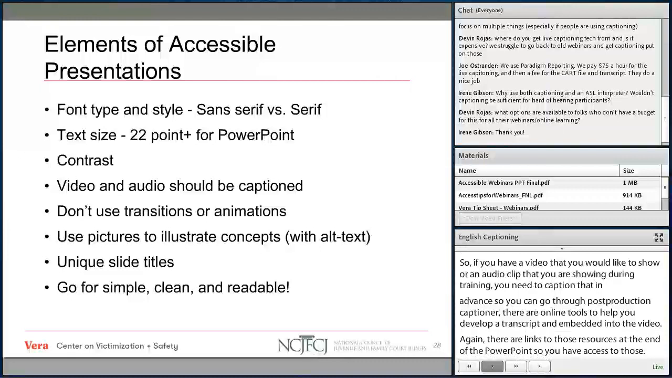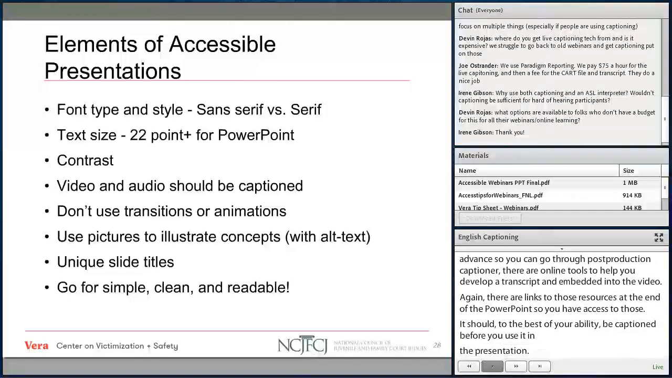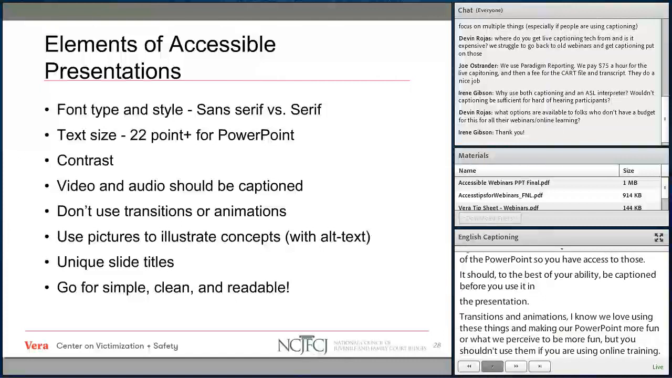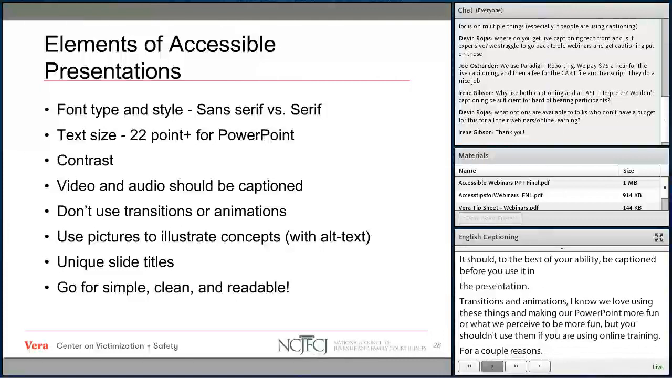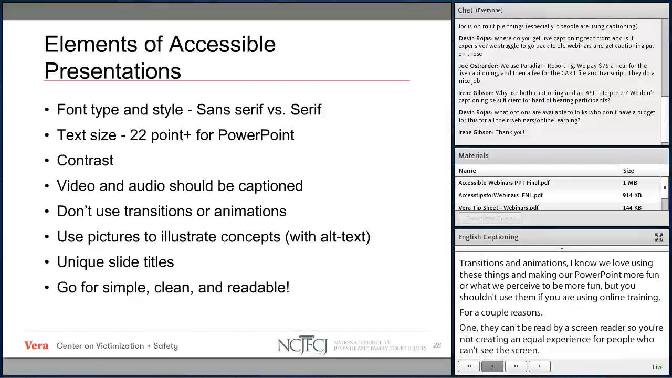Transitions and animations. I know we all love using these things and making our PowerPoints more fun, or what we perceive to be more fun, but you really shouldn't use them when you're doing online training for a couple of reasons. One, they can't be read by a screen reader, and so you're not creating an equal experience for people who can't see your screen. And then also, for people with low vision, it does make things run together, and it can be distracting. So we just advise that you don't use those at all.